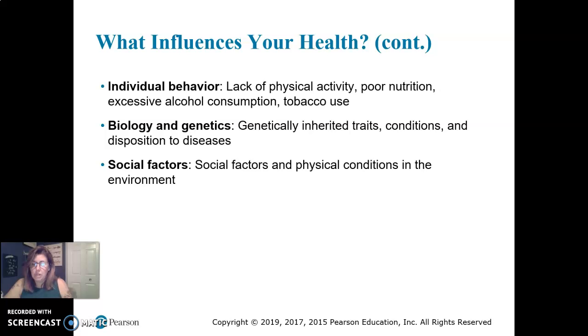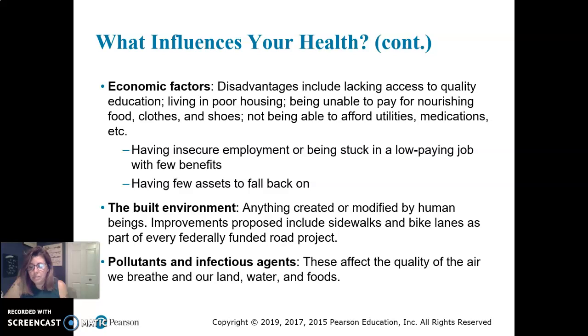Social factors include social and physical conditions of the environment in which people are born or live. Economic factors, those disadvantages exert their effects on human health within nearly all domains of life. The built environment, changes to the built environment can improve the health of communities and individuals. And then we have pollutants and infectious agents. And when individuals and communities are exposed to toxins, radiation, irritants, they suffer significant harm.